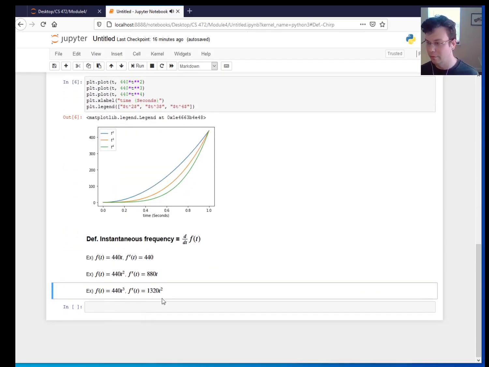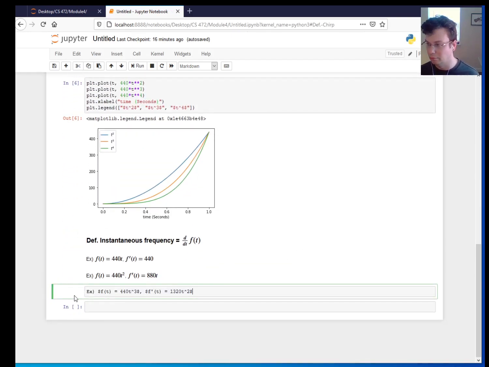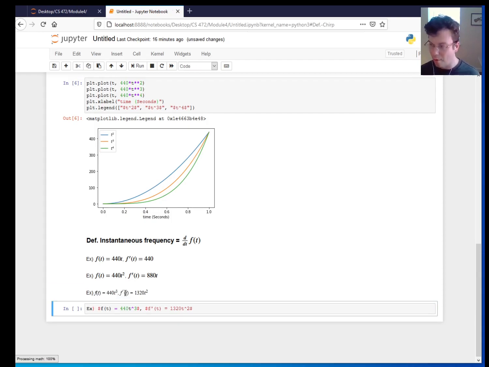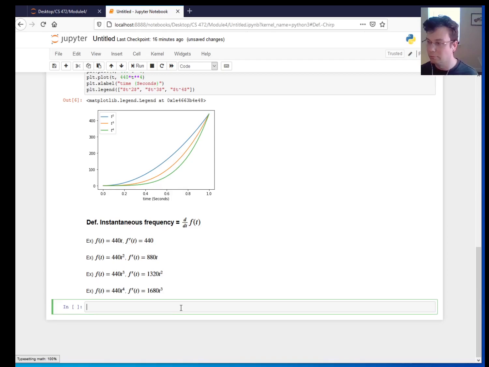Because if I take the derivative of the quartic here, t to the fourth, then I get 1680 t cubed. So I see in each case they're growing faster. So I hear the frequency is increasing faster, but I also am showing you that at time t equals 1 they end up at higher places because their slopes are higher. Okay, so we hear the slope. That's the bottom line. So that's pretty interesting.